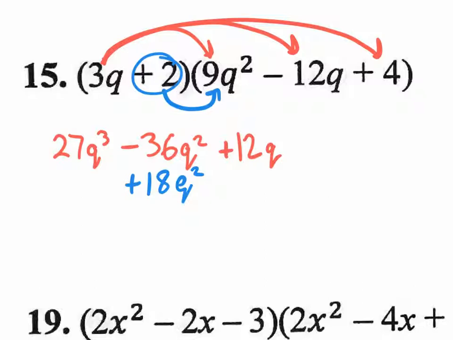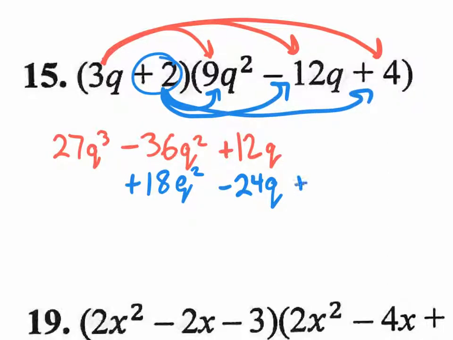Now let's continue to distribute 2 times negative 12q. What do we get? Negative 24q, and of course we're going to put that negative 24q right below the other q term. And last but not least, 2 times 4 is 8, and there's nothing to combine the 8 with. There's no other number without a variable.